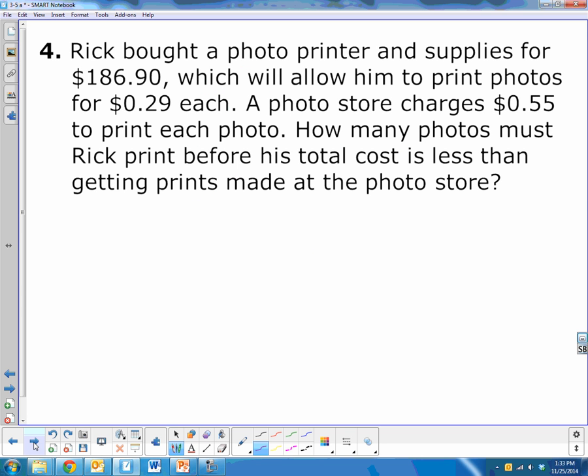Okay, Rick bought a photo printer. I'll let you read it. I won't read it to you. Go ahead and read it. Okay, I'm assuming you either paused it or you read it on your own. I found my question mark. There it is.